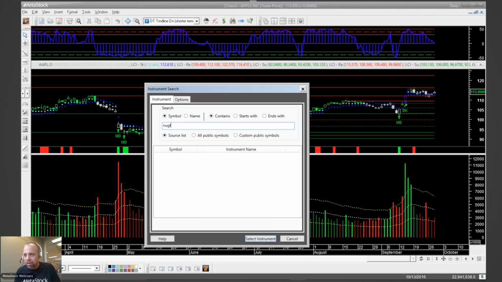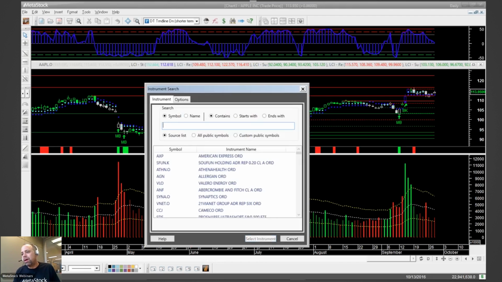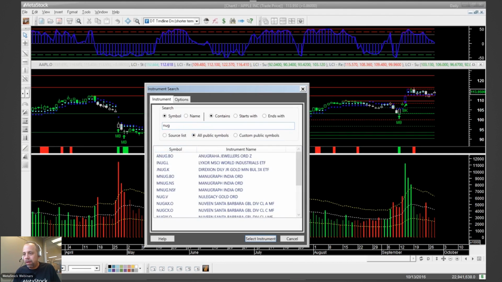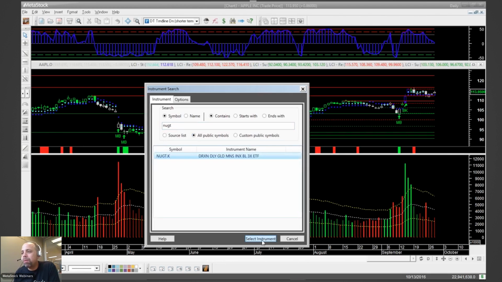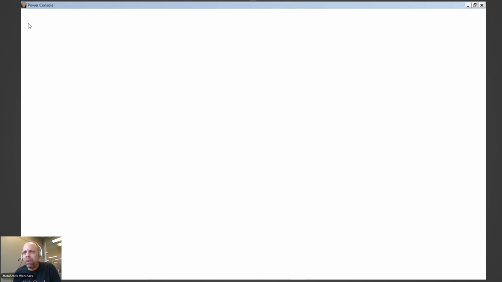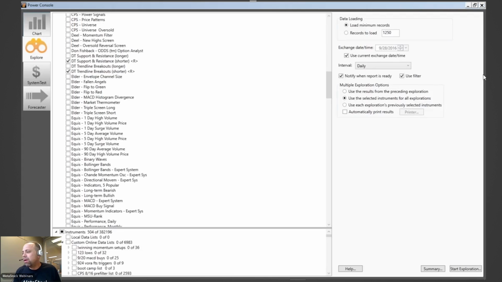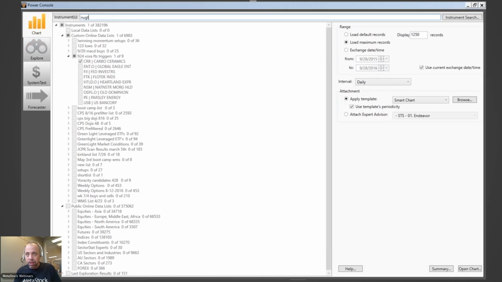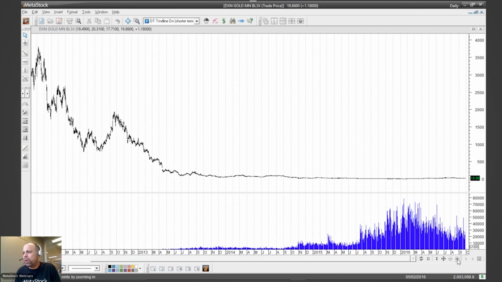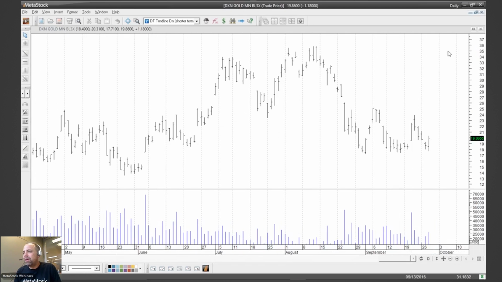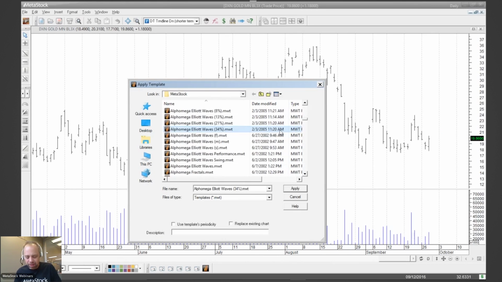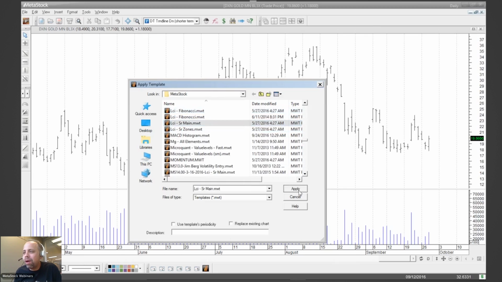Let's change to Nugget, though. I think the symbol is NUGT.K. Okay, there we go. Go ahead and open that up. It did that to me earlier today. Let's open up a new chart. NUGT.K. Okay, it's coming this time. Okay, let's apply the template to it. I could have done that from the Power Console, but I didn't. LCI, we'll do SR main. I'll apply that to the chart.